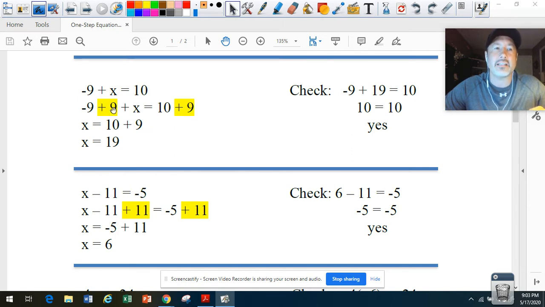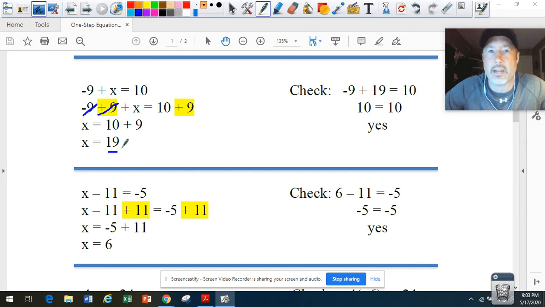Negative 9 plus x equals 10 plus 9. As you see here, negative 9 plus 9 is 0. These cancel out. Clean up your garbage. Get rid of that stuff. x equals 10 plus 9. 10 plus 9 is 19. x equals 19.